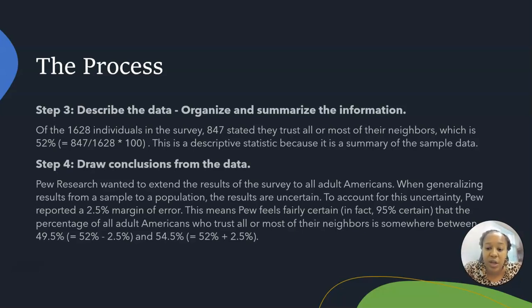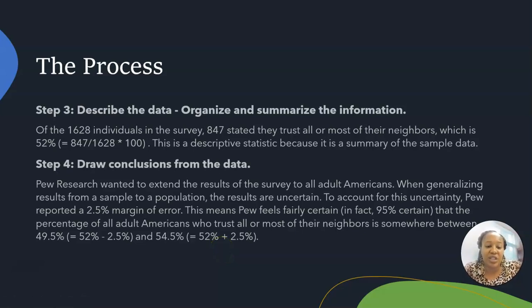So what they did was, to account for the uncertainty, they reported a 2.5% margin of error. And that really comes out to be a 5% margin of error because it's 2.5% on the front end and 2.5% on the back end. If that doesn't make sense, don't worry about it. We'll get deeper into that later. All right. This means that Pew feels fairly certain that the percentage of all adult Americans who trust all or most of their neighbors is somewhere between 49.5%, and that comes from subtracting 2.5% from the 52%, and 54.5%, and that comes from adding that 2.5% margin of error to the 52%. And again, we're going to talk about this later, so don't worry about the mathematics associated here.